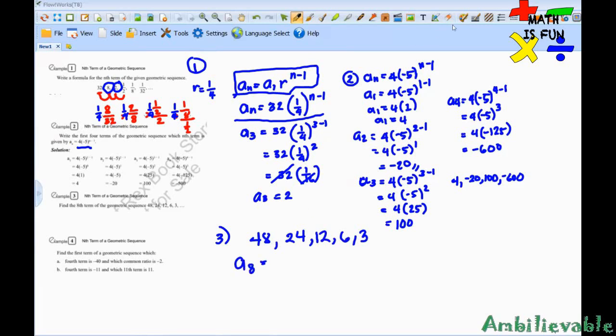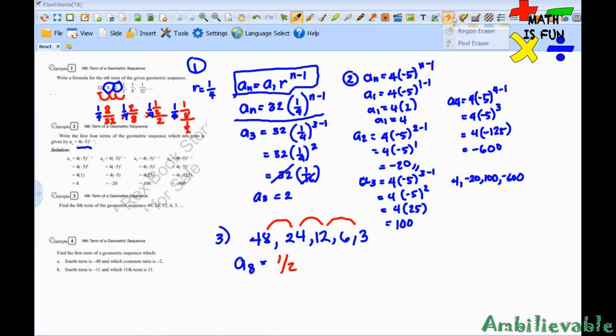So we have to determine first our common ratio. Will you give me the common ratio here? Rainier, what's the common ratio? Timothy, what's the common ratio? Sir, 1/2. 1/2, very good. So we have 1/2 because 24 divided by 48 is half, 12 divided by 24, that's r.